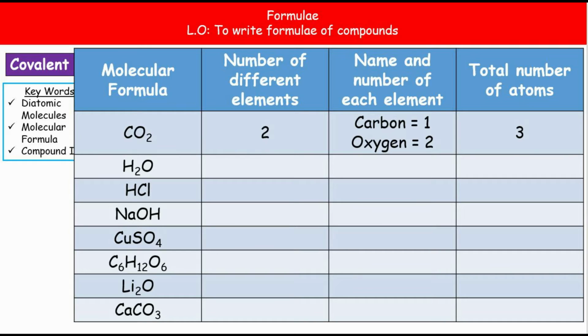The name and number of each element then, we've got carbon, and there's 1 carbon atom because there's no number to the bottom right of the C, and we've got 2 oxygens because there is a 2 to the bottom right of the O. In terms of the total number of atoms for our final column, then we've got 2 oxygen plus the 1 carbon gives us 3. So have a go at the others for me. You can do it in a table or you could just write it out if you prefer, but I'm going to give you about 4 minutes to have a go at this.